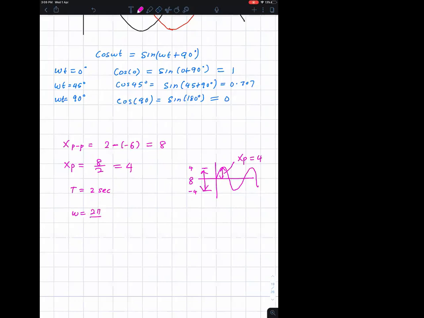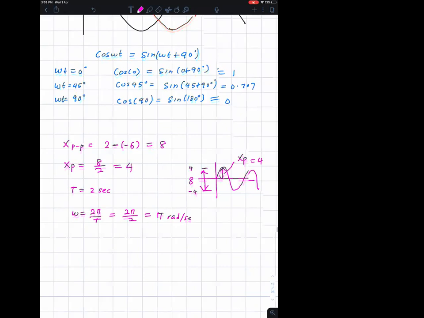Frequency is 2 pi over T, which is 2 pi over 2, which is pi radians per second. What else do we need to find? There's one more thing we need to find.